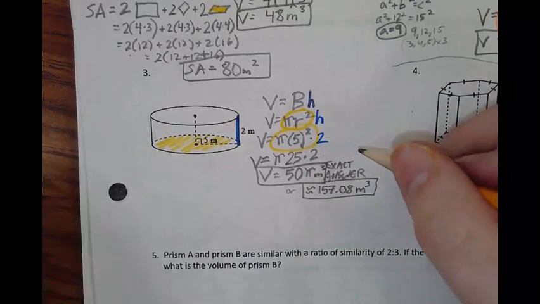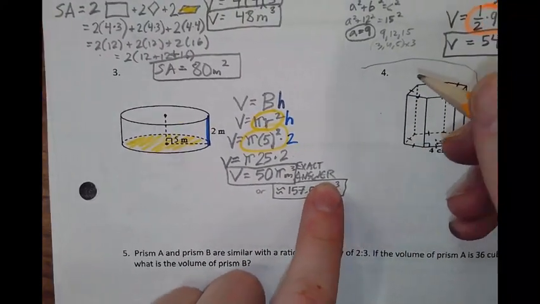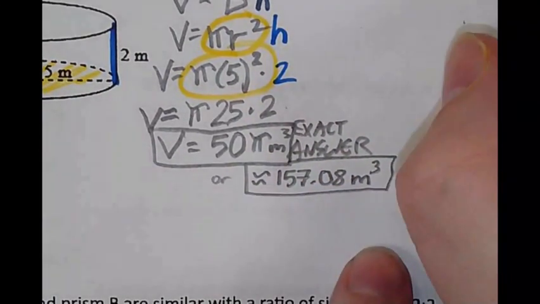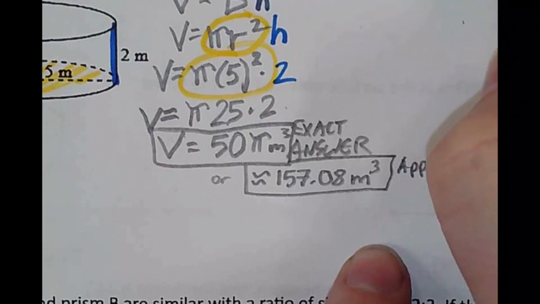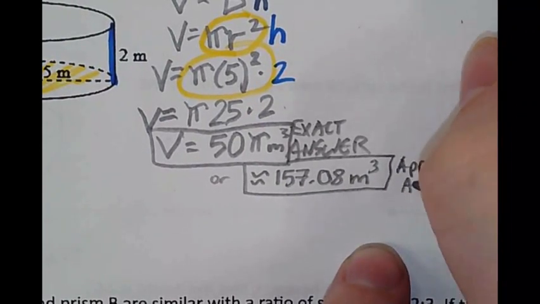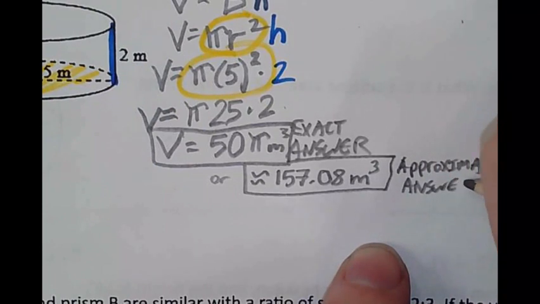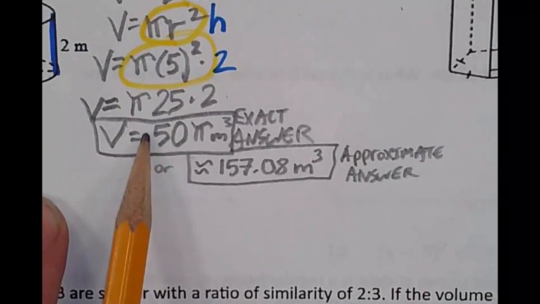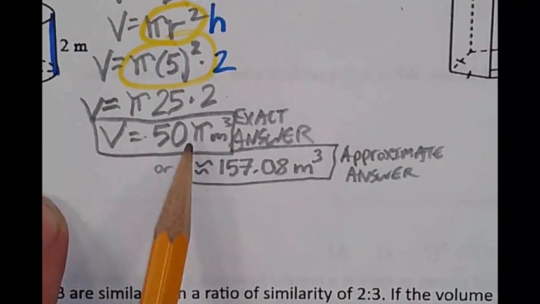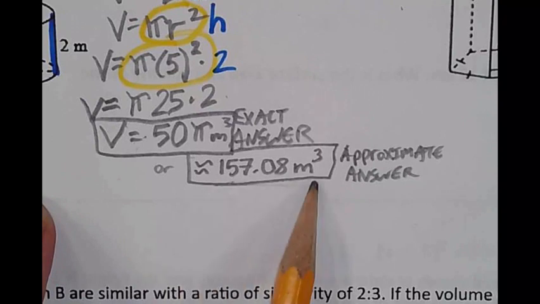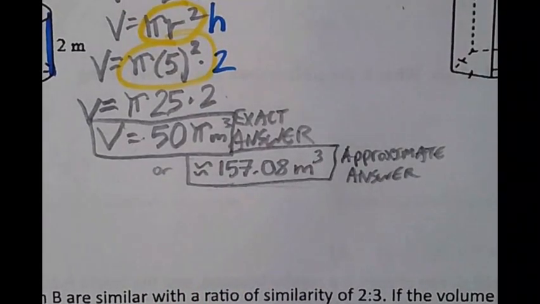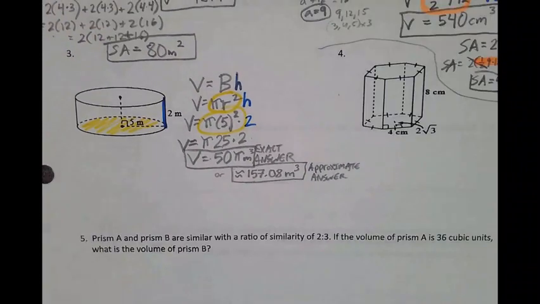Sometimes you're going to get a question asking you for the exact answer, while other times you might get a question that asks you for the approximate answer. So if it does ask you that type of question, then be sure to write your answer either as exact, where you don't round pi, or as a decimal, where you need to multiply by pi. Okay?